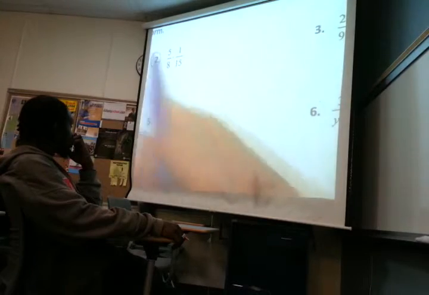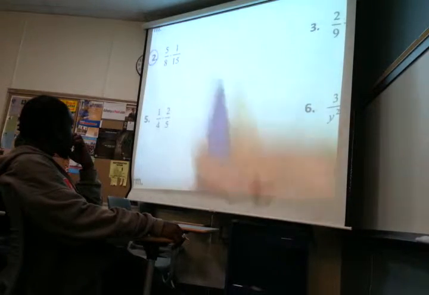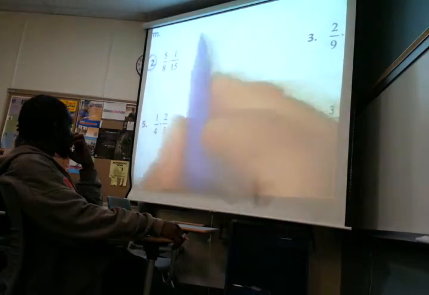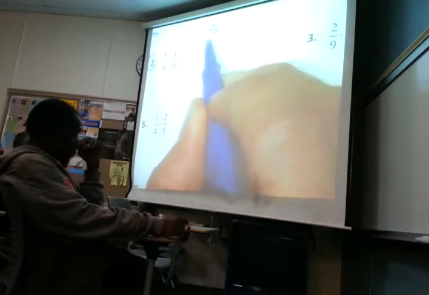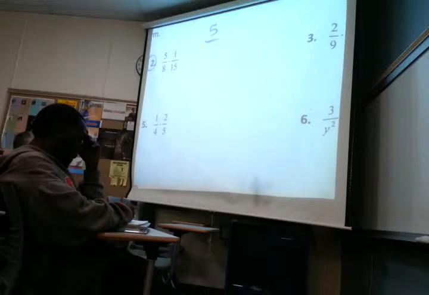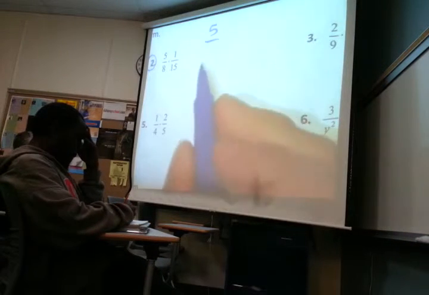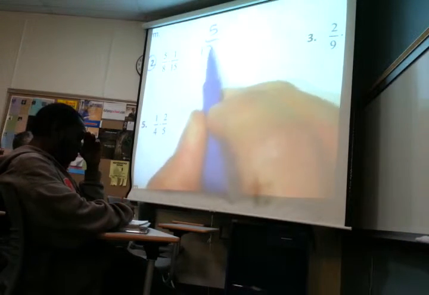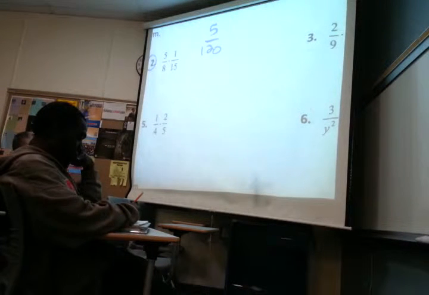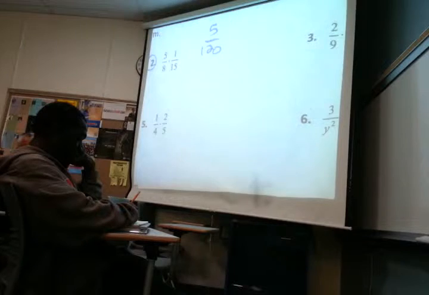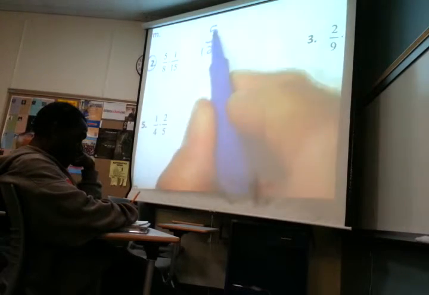This is number two here. I'm going to do this two different ways. I could do 5 times 1 is 5. 8 times 15, 120. And then I have to reduce that. And that has suddenly gotten much worse of a reducing problem. So I would rather not do that.